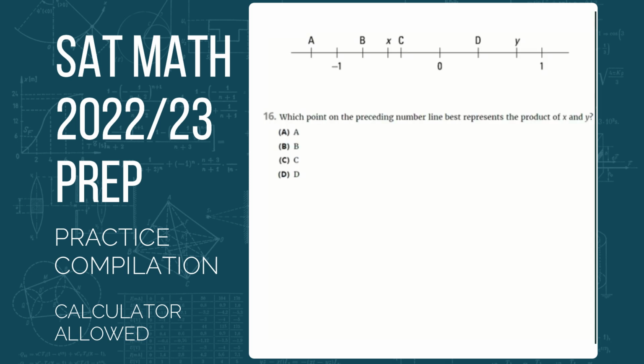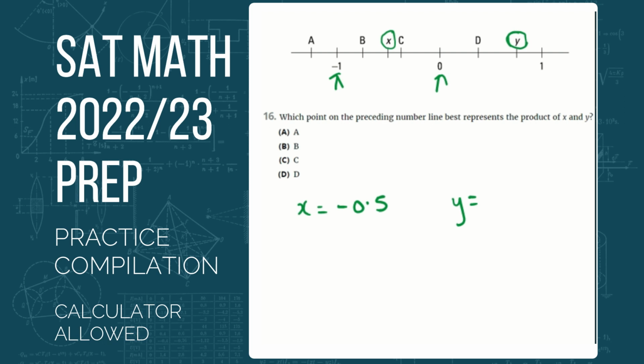Which point on the preceding number line best represents the product of x and y? We have x here and y here. Which of these points, A, B, C, or D, represents the product of x and y? So let's estimate the value of x and the value of y. Since this is negative 1 and here's 0, x comes right in between negative 1 and 0. So let's say x is equal to negative 0.5, and y is beyond 0.5.